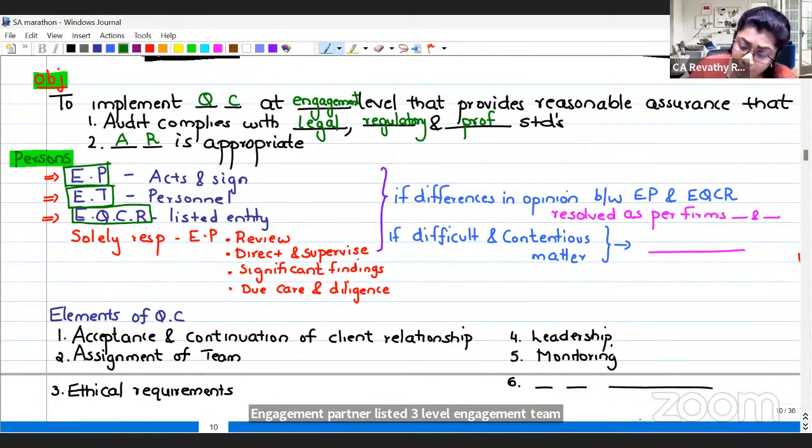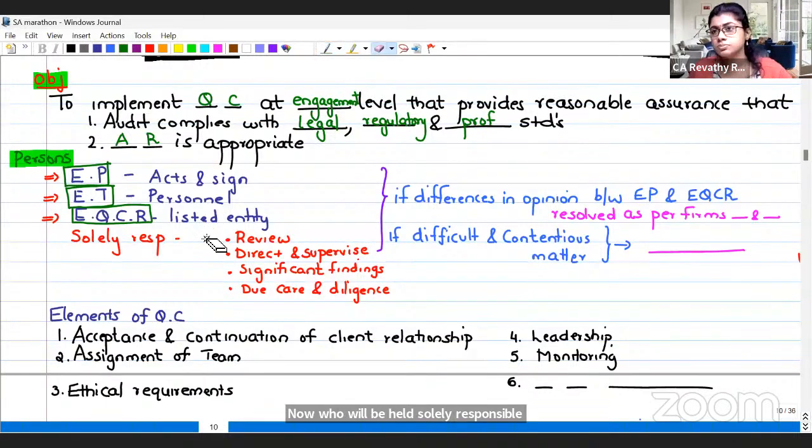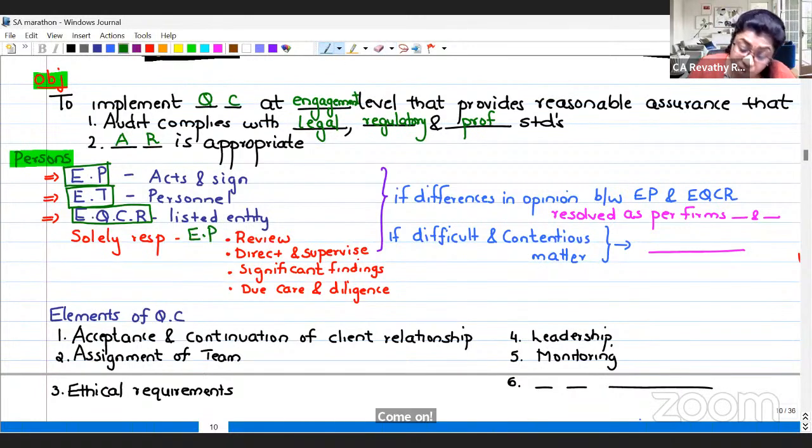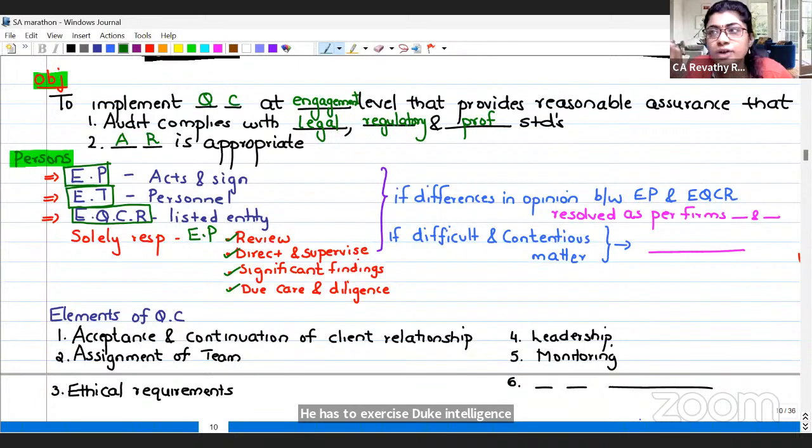Now, who will be held solely responsible? Engagement partner. So he has to review, he has to direct and supervise, he has to review significant findings, he has to exercise due care and diligence, because finally jail, fine, penalties are for the engagement partner.